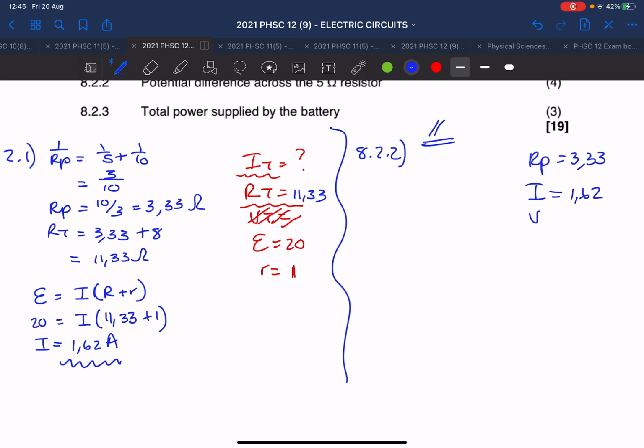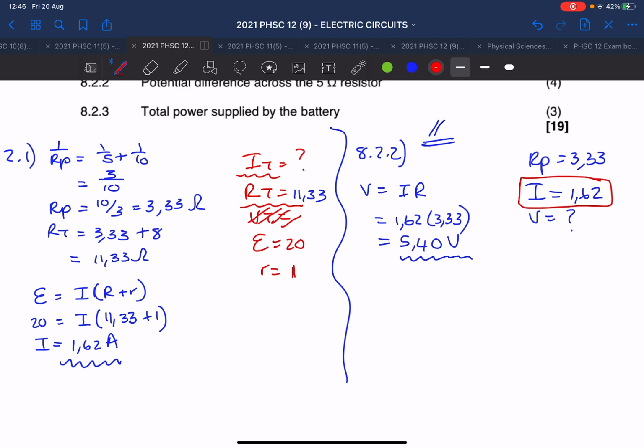So now I just need the volts. Volts is current times resistance, 1.62 times 3.33. And you should get 5.40 volts. Okay, so you can see 4 marks there. The 1 mark, the idea was that you should be able to know that the current there is not the same for both. It's the same as the total current together, the 2 parallel.